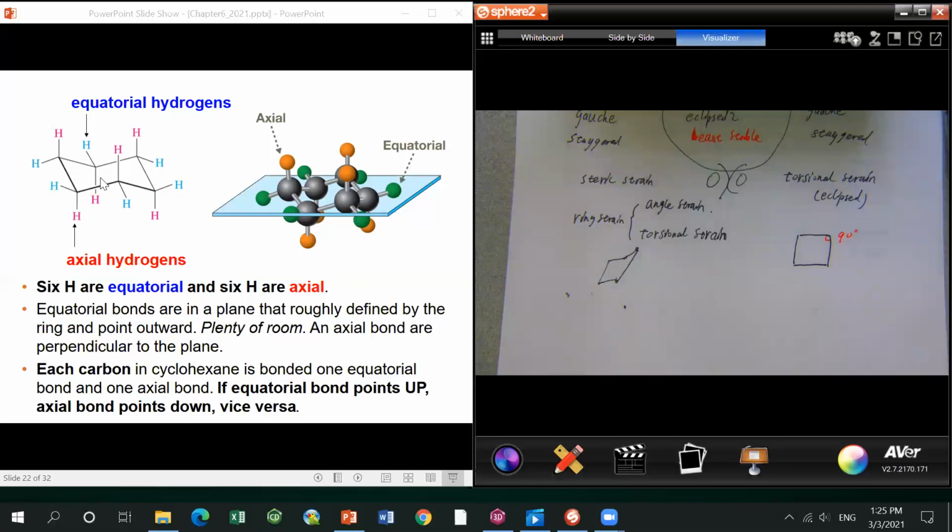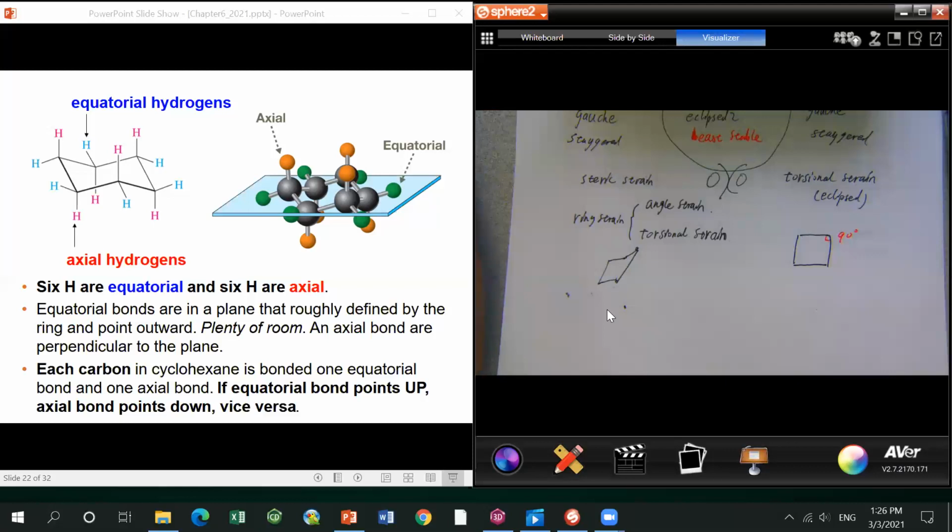And if you look at individual carbons, you find that each carbon has one axial bond and also one equatorial bond, one axial hydrogen and one equatorial hydrogen. If the equatorial hydrogen is going up, as in this case, the axial hydrogen will be going down, and vice versa. If the axial is going up, then the equatorial will be going down. So on each carbon, keep in mind, there is one equatorial and one axial, and if one is going down, the other has to be going up.